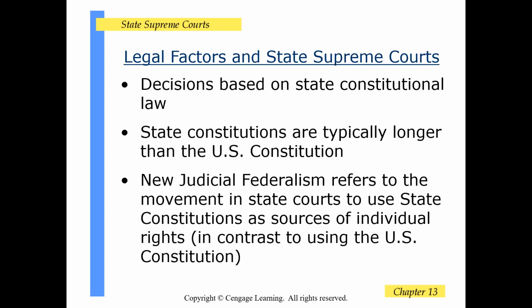Decisions by state Supreme Courts are based on state constitutional law as opposed to federal constitutional law. State constitutions are typically longer and more robust than the United States Constitution. New judicial federalism refers to the movement in state courts to use state constitutions as sources of individual rights rather than looking to the United States Constitution.